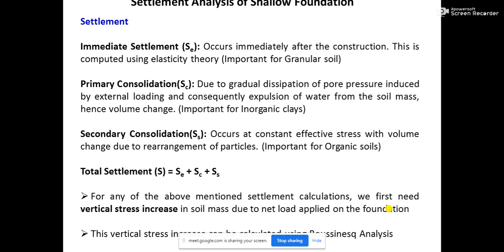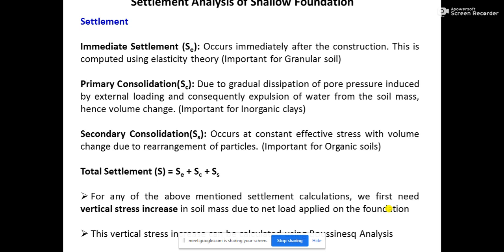That means from the superstructure, when the load is getting transmitted through the column to the foundation and ultimately from the foundation to the soil mass, because of that load coming from the superstructure, how much is the vertical stress increase in the soil mass, that you need to find out. Unless and until you find out that delta P or delta sigma value, you will not be able to find out how much will be the settlement. And how do you calculate that vertical stress increase?